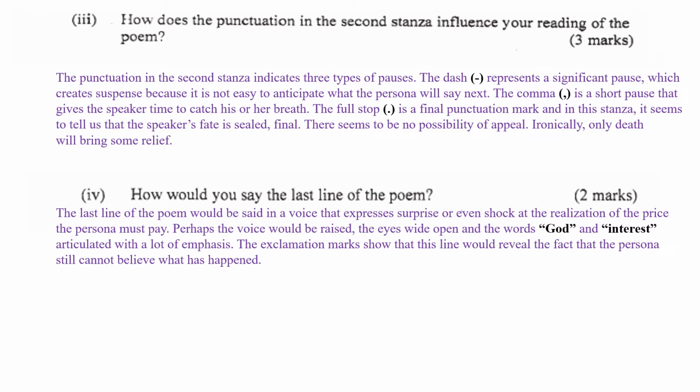How would you say the last lines of the poem? 2 marks. The last line of the poem would be said in a voice that expresses surprise or even shock at the realization of the price that the persona must pay. Perhaps the voice would be raised, the eyes wide open, and the words God and interest articulated with a lot of emphasis. The exclamation marks show that this line would reveal the fact that the persona still cannot believe what has happened.